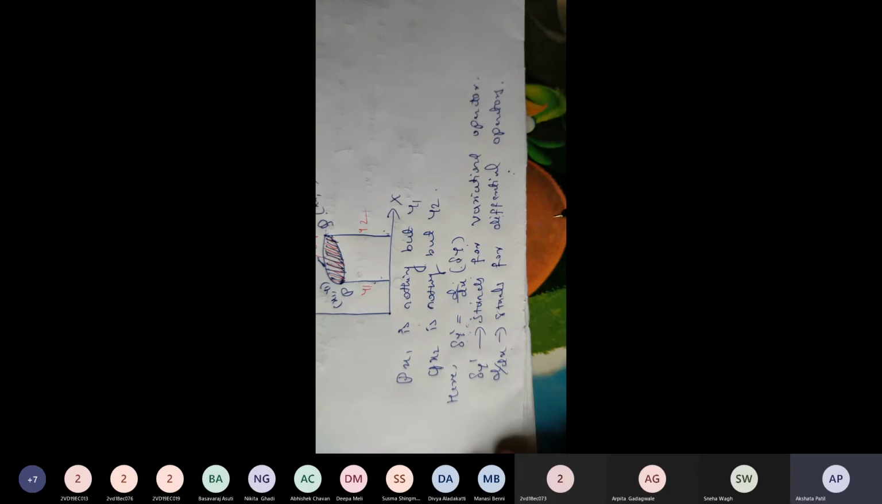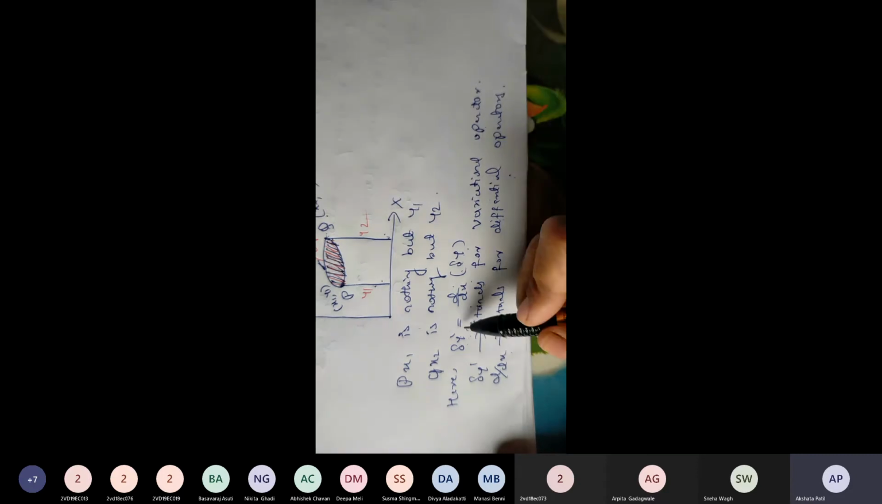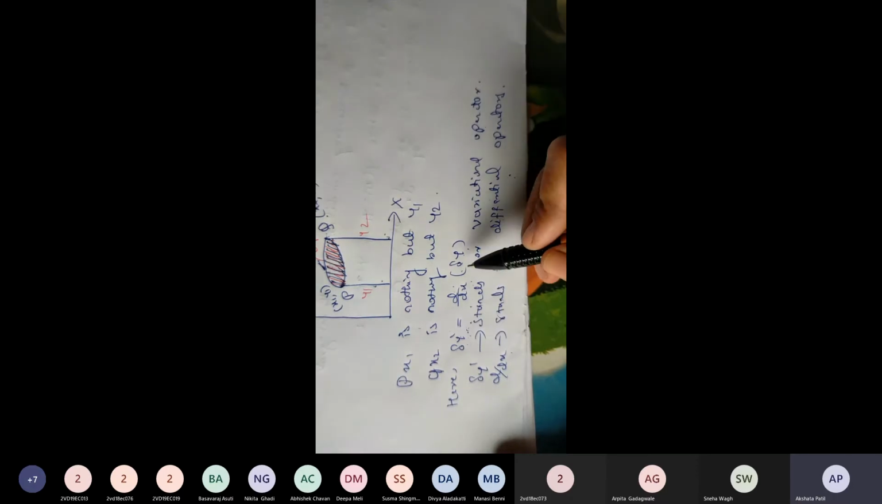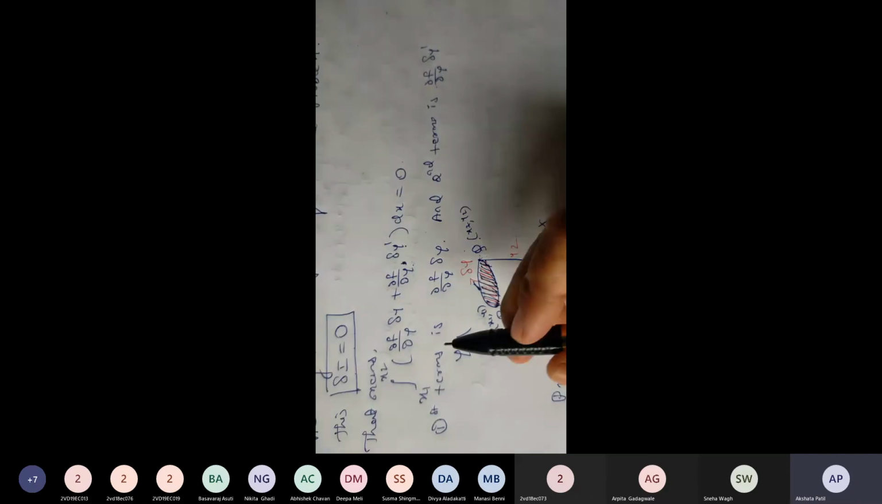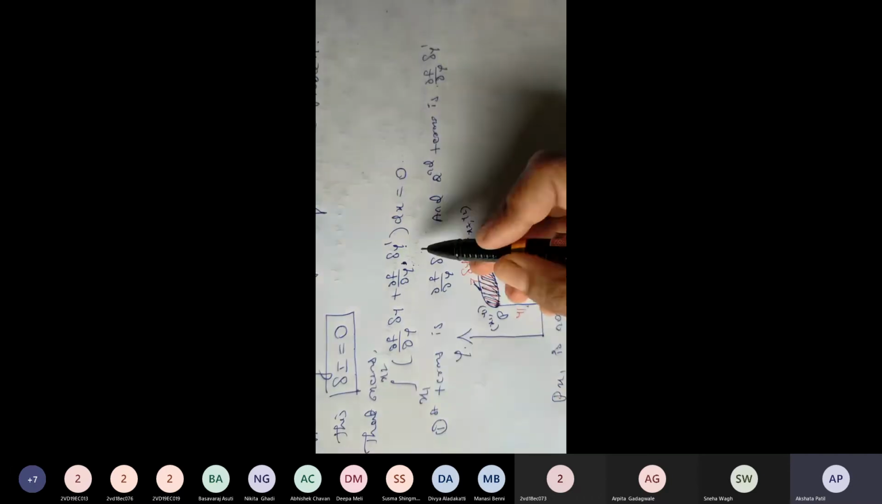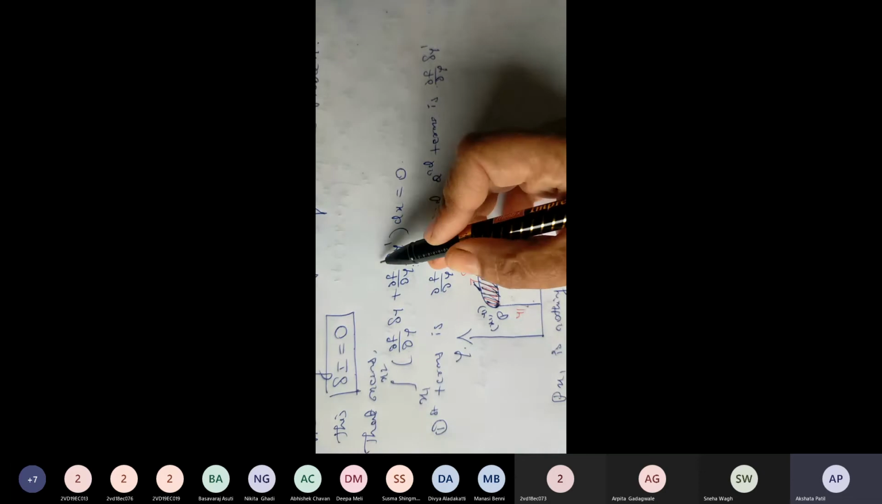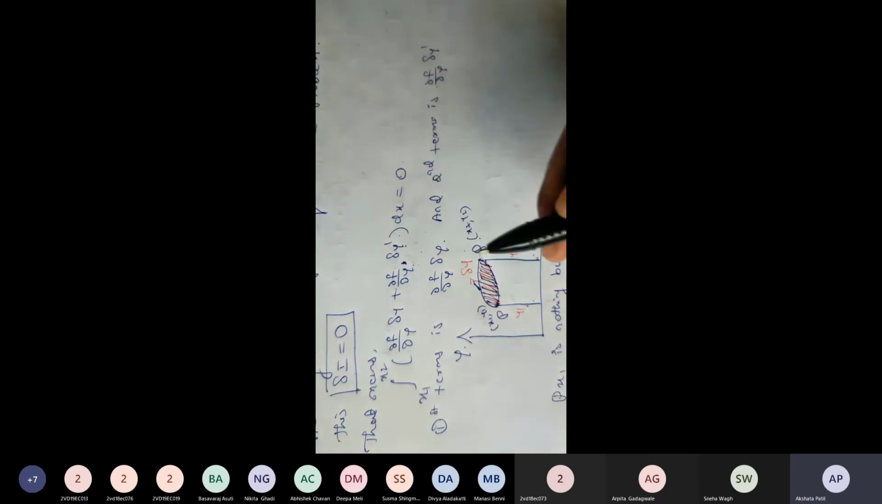Now in place of this delta y dash, just replace it by d by dx of delta y. So in this integration, in place of delta y dash, I just replace it by this d by dx of delta y. So here we can rewrite this equation once again.